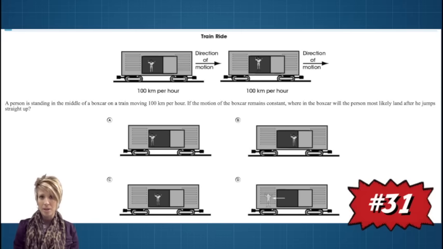Now, remember that law of inertia. An object wants to keep doing what it's doing. So if it's not moving, it wants to keep not moving. If it's moving, it wants to keep moving, unless a force acts on it. So using that, I want you to see if you can figure out where he would land when he comes back down inside the boxcar.